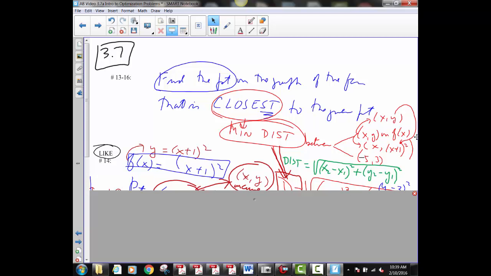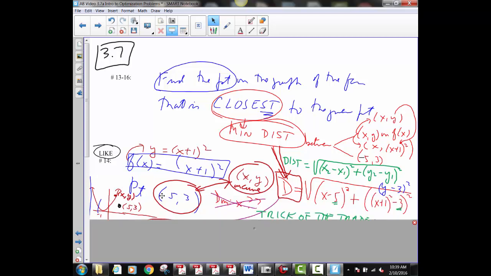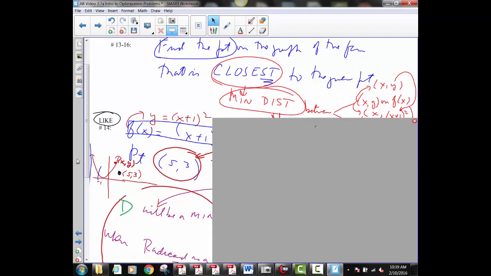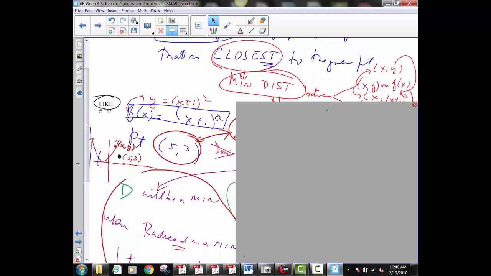So you've got a point on the curve, some random point xy, but sorry, in this case, this is like number 14. So here's your function, and here's your point. If I draw a picture of this, just to not confuse you, you know that this is a parabola turning up, and I moved it to the left one.